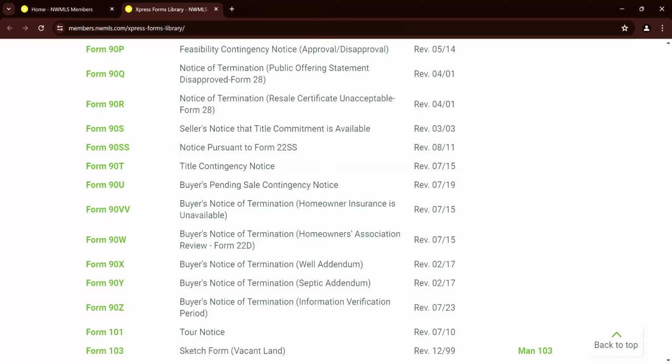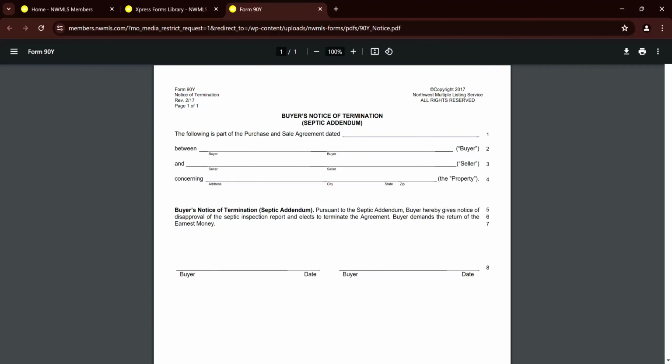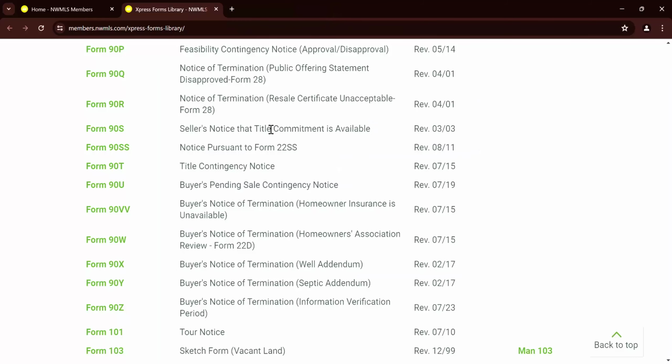Here's the 90X, buyer's notice of termination for the well. 90Y is for buyer's termination on the septic addendum. This one can happen for the contingency for septic systems. So if they're going to terminate based on that inspection report for the septic, boom, 90Y and then Form 50, get their earnest money back.